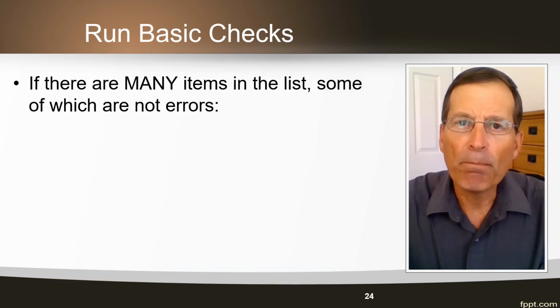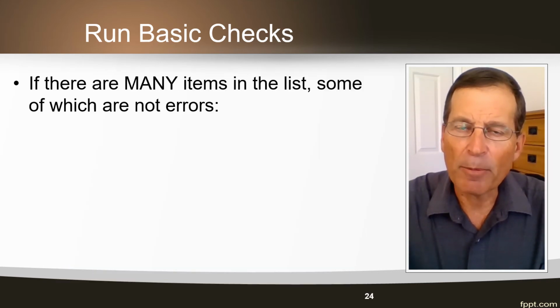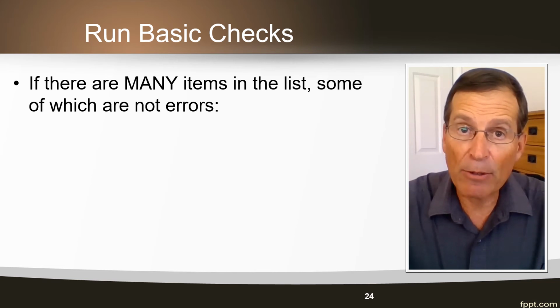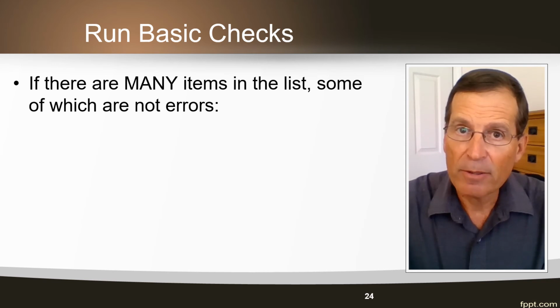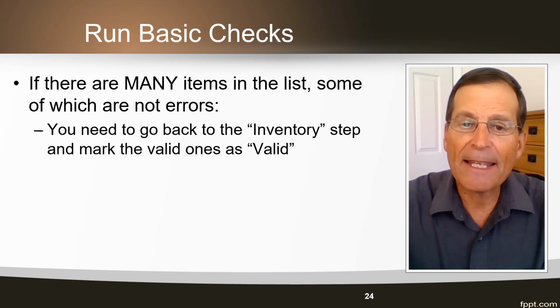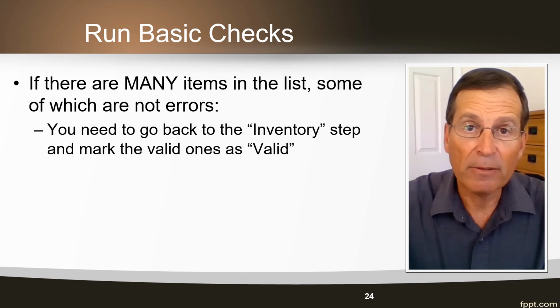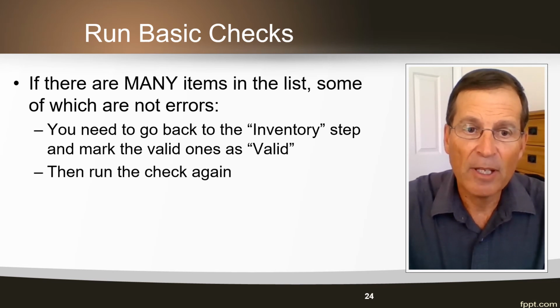Now, if there are many items in the list of problems, for instance, hundreds or thousands, and some of those are not errors, well, then you need to go back to the inventory step again and mark the ones that are correct as being valid, and then the ones that are incorrect as invalid. Then when you run the check again, there won't be so many problems listed that need to be taken care of.